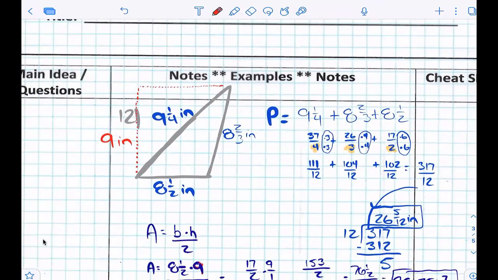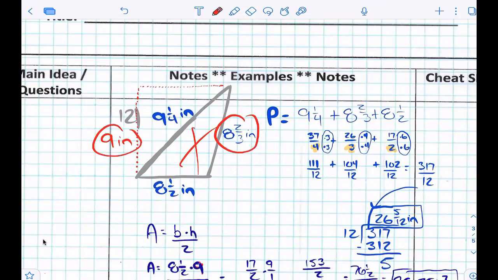This guy right here, what's this shape? Triangle. Is this right here the height? No. Is this the height? Yes. So you've got to use the height, not the slanted part, but the height straight up from the top to the bottom.